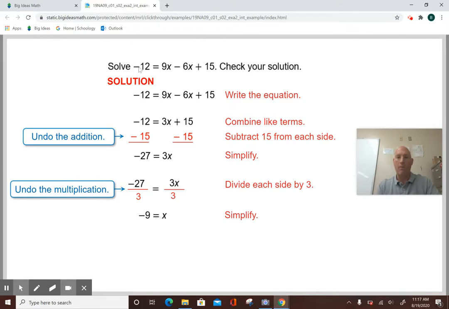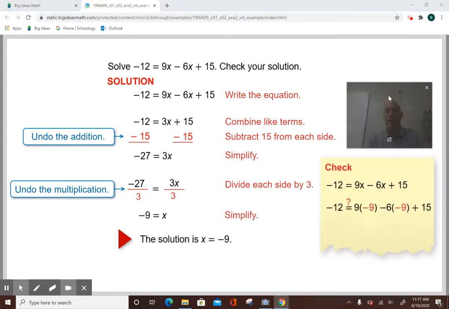Go all the way back up to your original equation. You want to plug this in for x everywhere you see it. So now when I look at it, negative 12 should equal, if I'm right, 9 times negative 9 minus 6 times negative 9 plus 15. And they don't show all their steps here. It should have had negative 81 plus 54 plus 15. And then when you add all those up, you would get negative 12 equals negative 12, and you are correct. Okay?